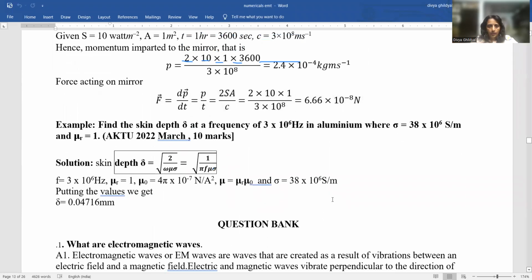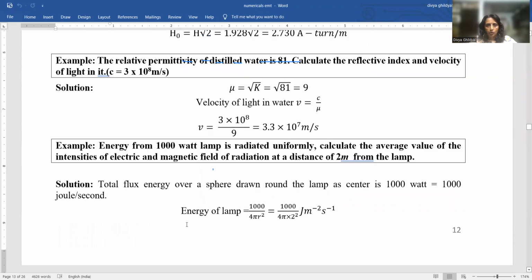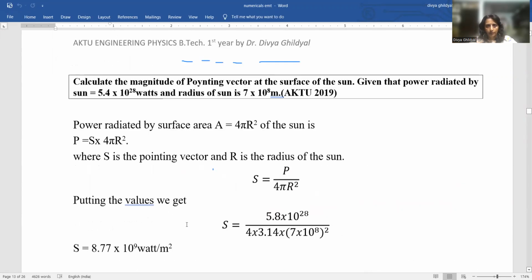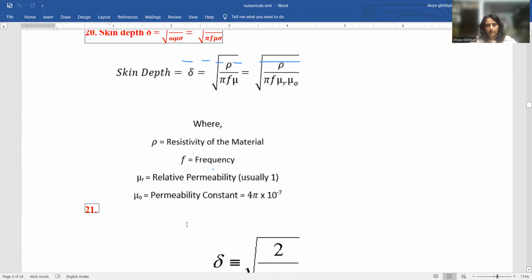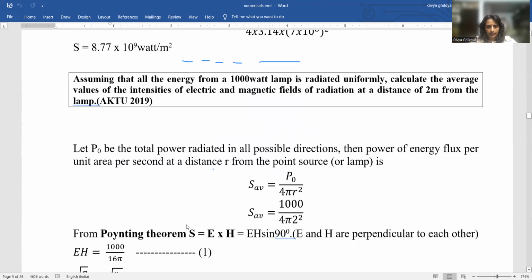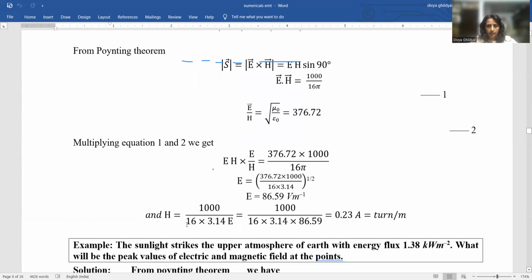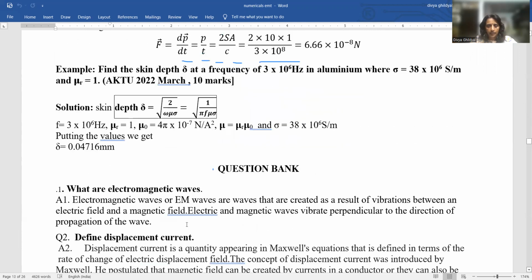You get the value. Okay, this question, AKTU 2022 paper: find the skin depth at a frequency of 3 into 10 to the power of 6 hertz in aluminium, where sigma is equal to 38 into 10 to the power of 6 S per meter and mu r is equal to 1. See, for skin depth, I have given you 2-3 forms of the formula. You first read the numerical, which formula is applicable to find the answer for skin depth. Let us once again see what the factors have been given to us in the question, and then we will see which formula we should use.